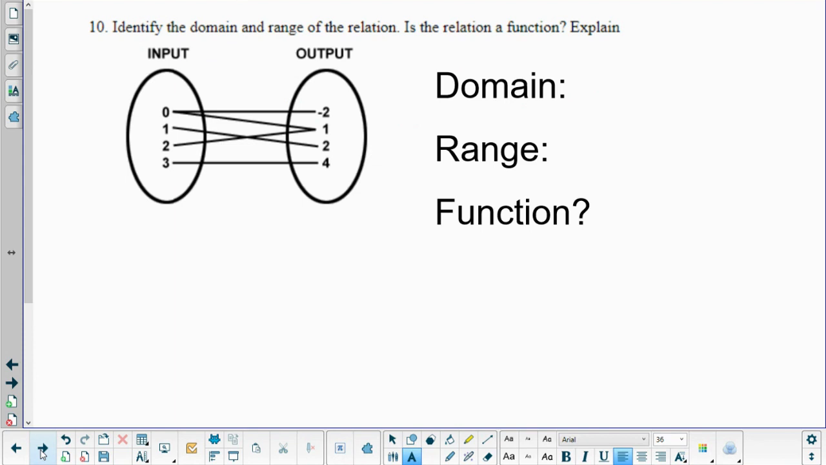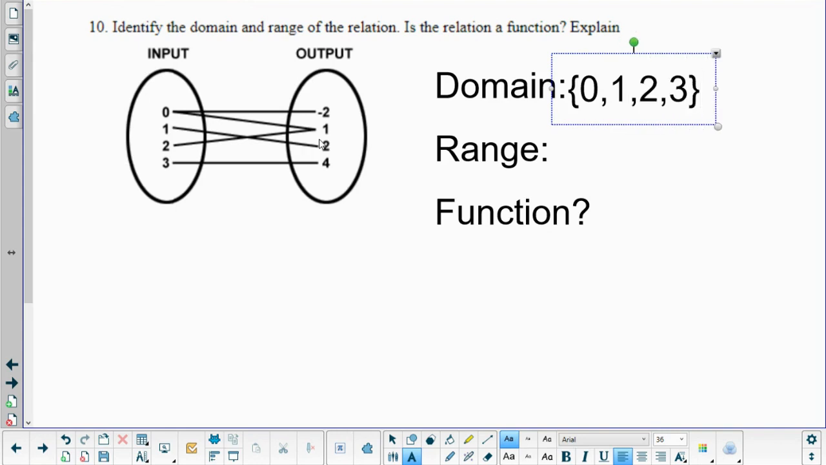All right, for this one, identify the domain and range of the relation. Is the relation a function? Okay, so for our domain, remember we are listing our domain from least to greatest, and they are already in order for us. So our domain are all of our x's or all of our inputs. Let me go ahead and type this. I'm going to say 0, 1, 2, 3.